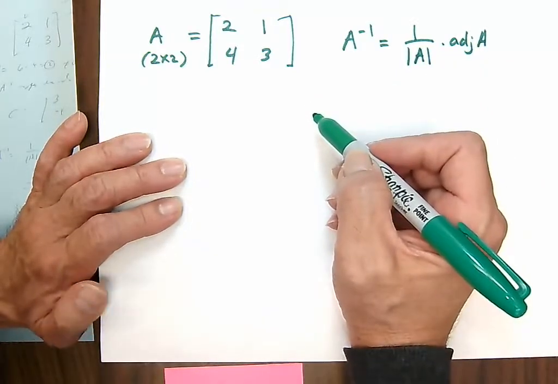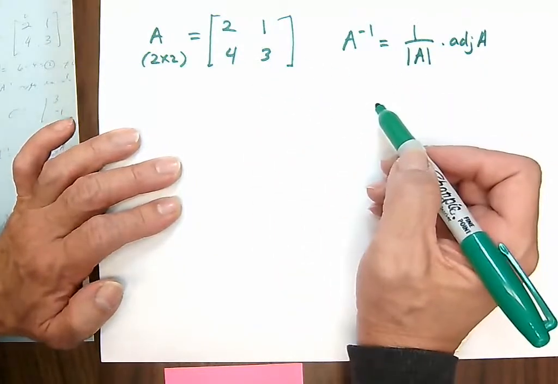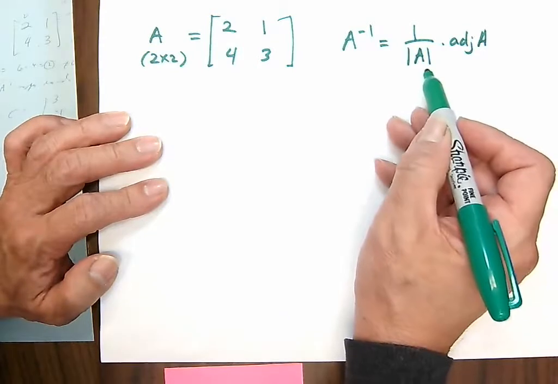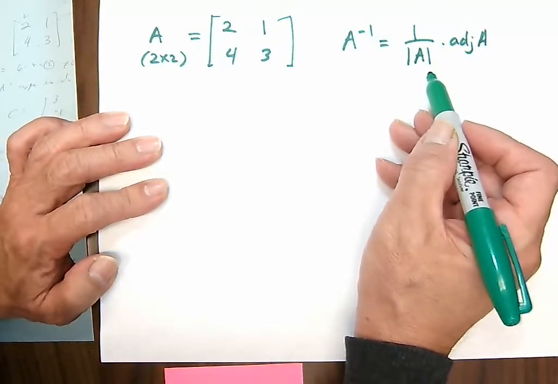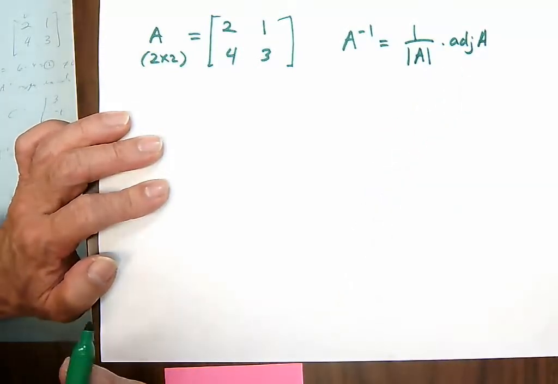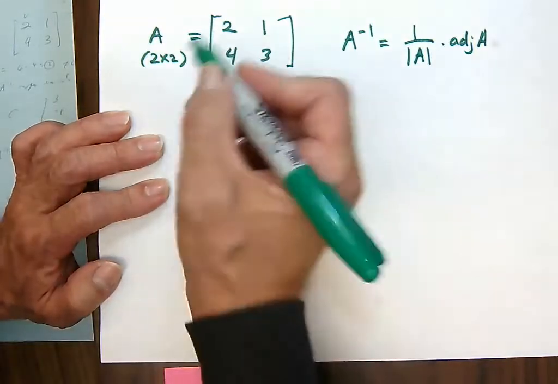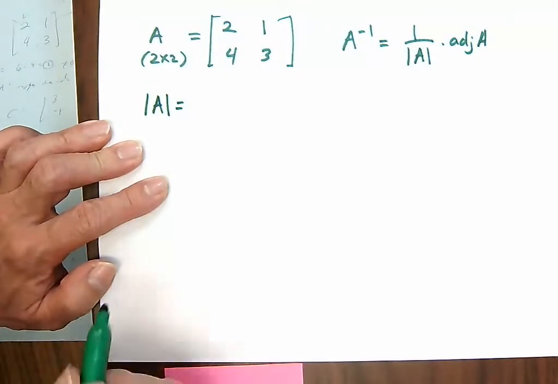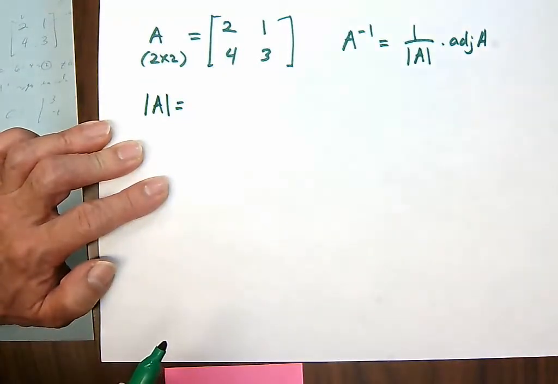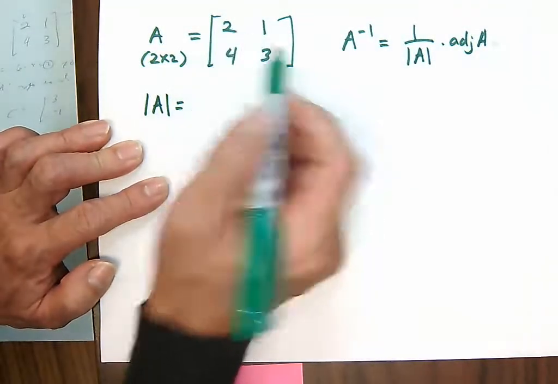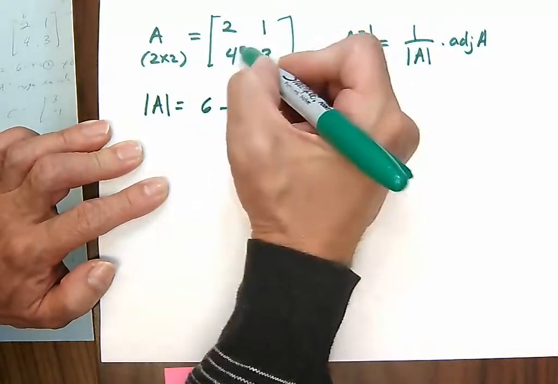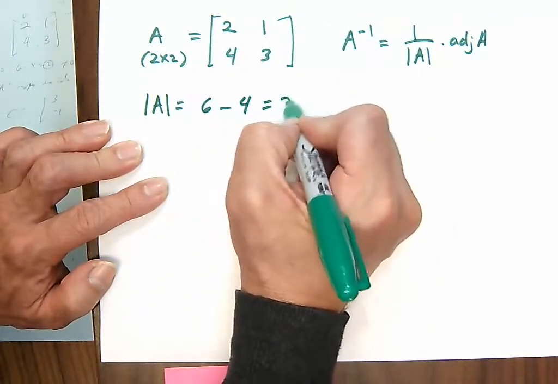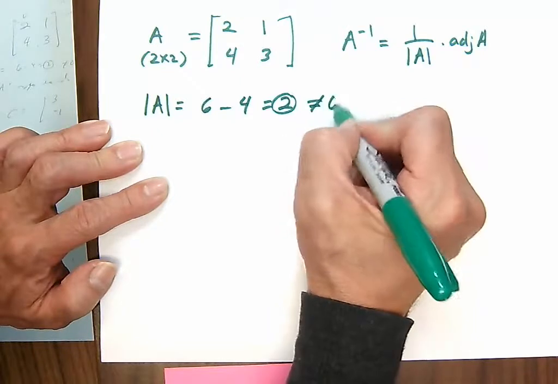So the first thing I would suggest that you do when trying to find the inverse of a square matrix is to find the determinant of A first. And if it is 0, the inverse will not exist. So for our matrix A, let's look at the determinant of A, which again is the difference between the cross products. So it's 2 times 3, which is 6, minus 4 times 1, which is 4, which is equal to 2, which is not equal to 0.